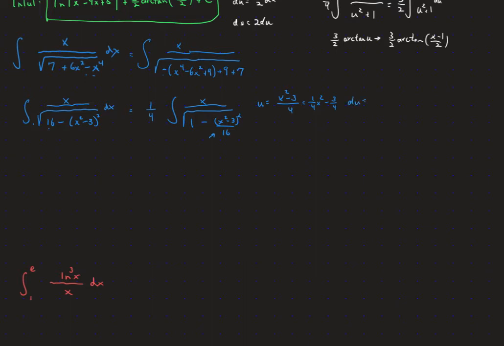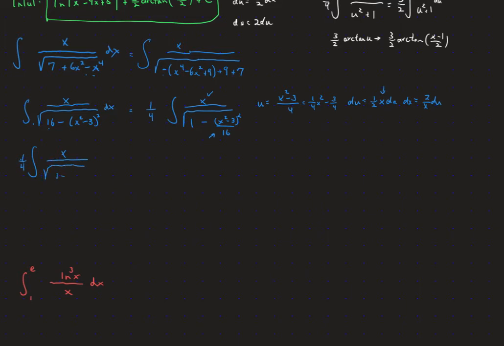we're going to get 2 times 1/4, which is 1/2 x dx. Notice our du is going to pick up this extra x. So the dx is going to be 2 over x du. All right, we're making progress. We've got this 1/4 integral. That x we're going to account for here shortly.